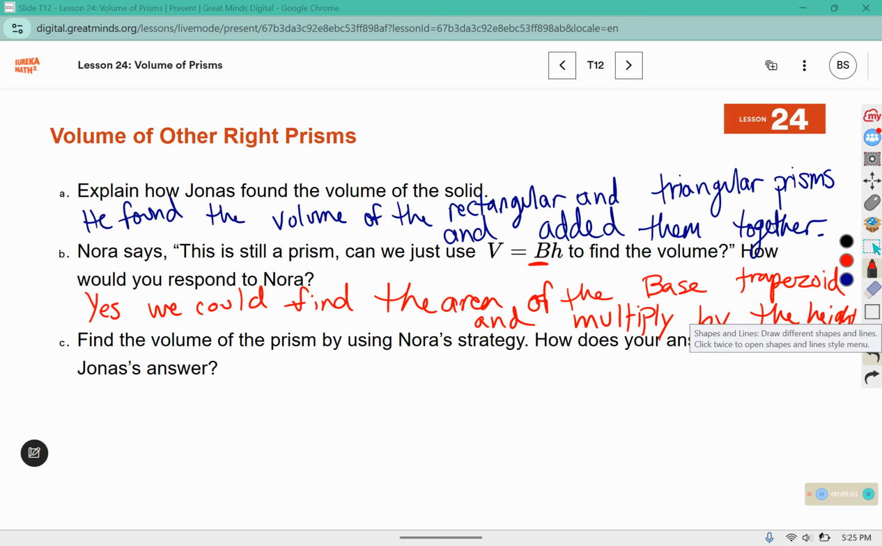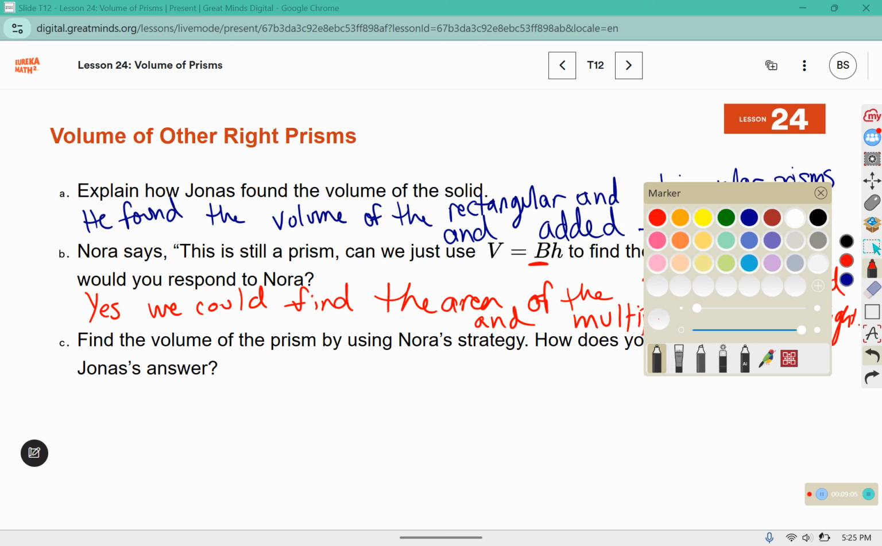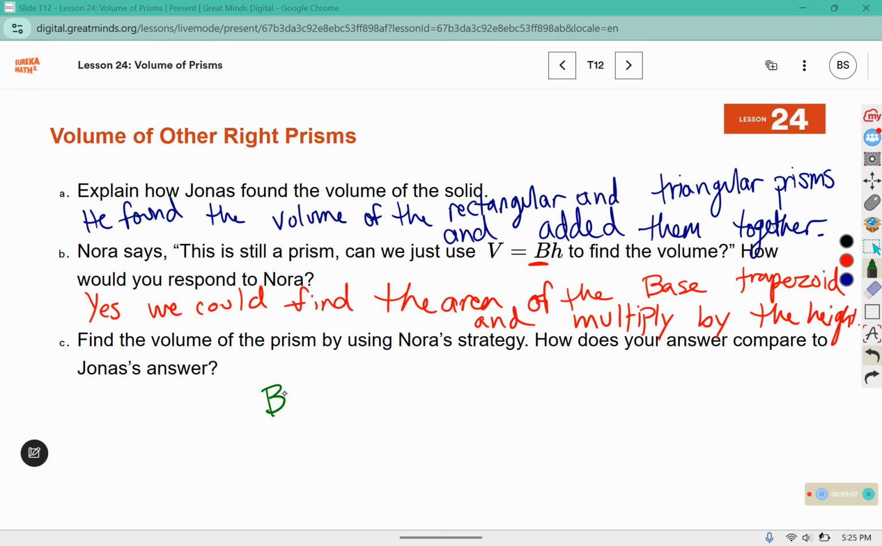Find the volume of the prism by using Nora's strategy. We have a trapezoid with these dimensions. So we're going to break it up into a rectangle, which has a 5 by 4, and a triangle, which we said 5 plus 3 makes 8. The height of that triangle is 4, and then triangles get split in half.